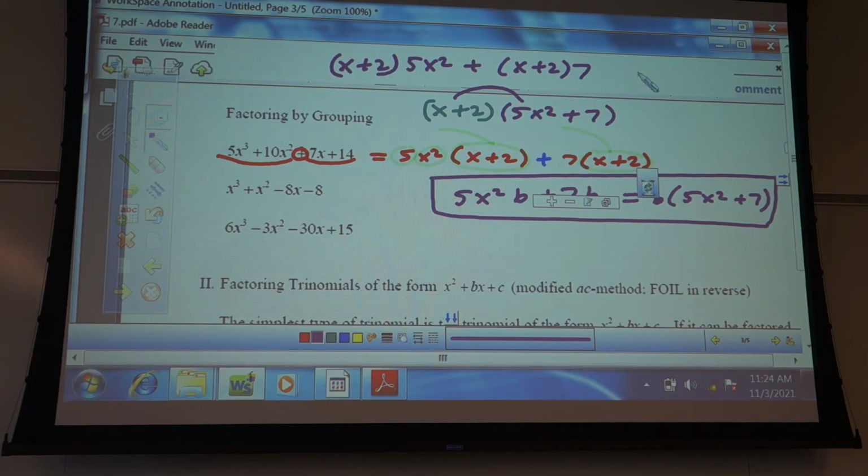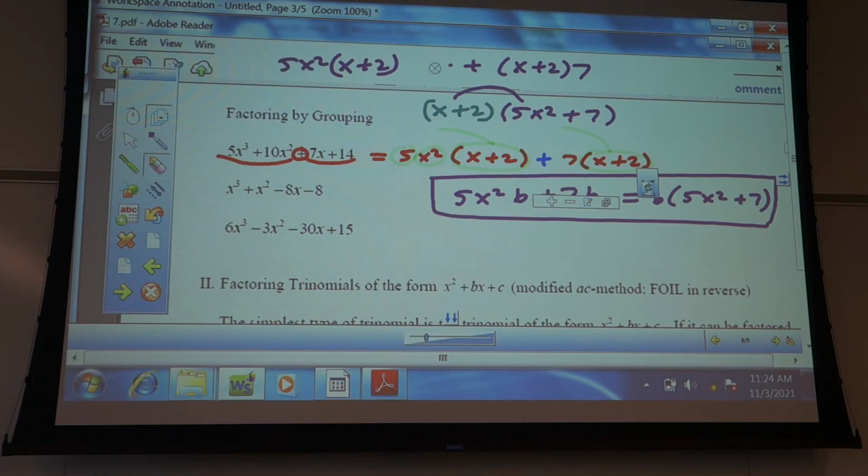What I started with. You can rewrite it. I could write the 5x squared in front if I wanted to. That's the same thing, because multiplication, remember, is commutative. And I could write plus 7 in front as well. So it's the same thing. Yes, no? Okay.